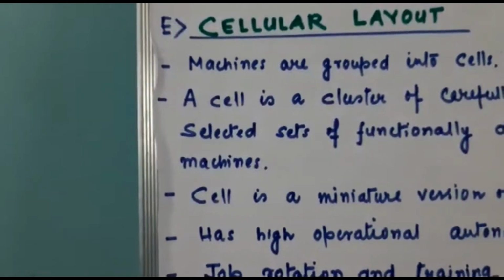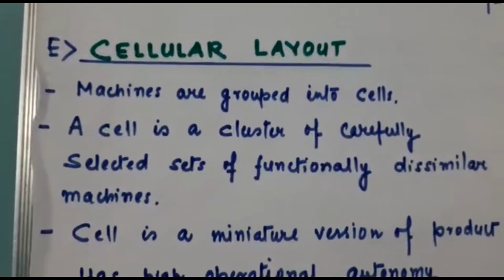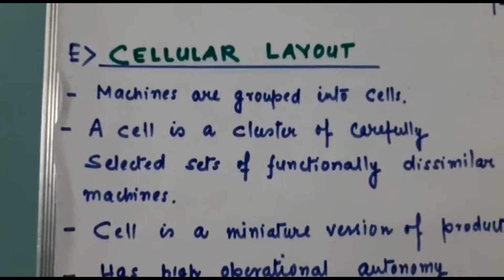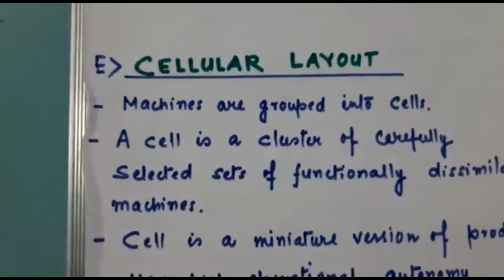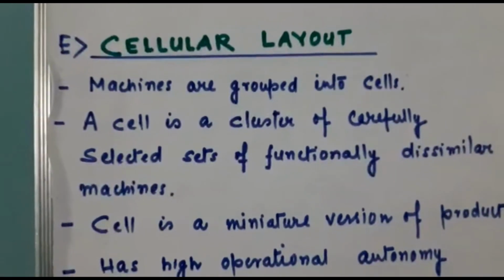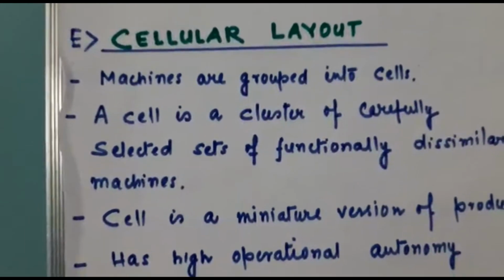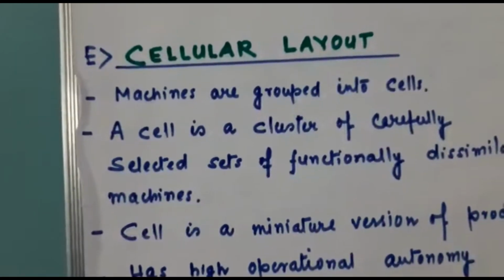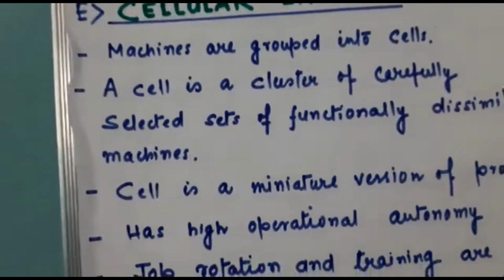A cell is a cluster of carefully selected sets of machines, a set of functionally dissimilar machines in close proximity to each other. The result is small standalone manufacturing units dedicated to the production of a family of like parts. Mind it, a cell is used to manufacture a family of like parts, right? All parts basically follow the same routing with some minor variations. Example, you may skip one operation or two in between, but generally it follows the same routing.